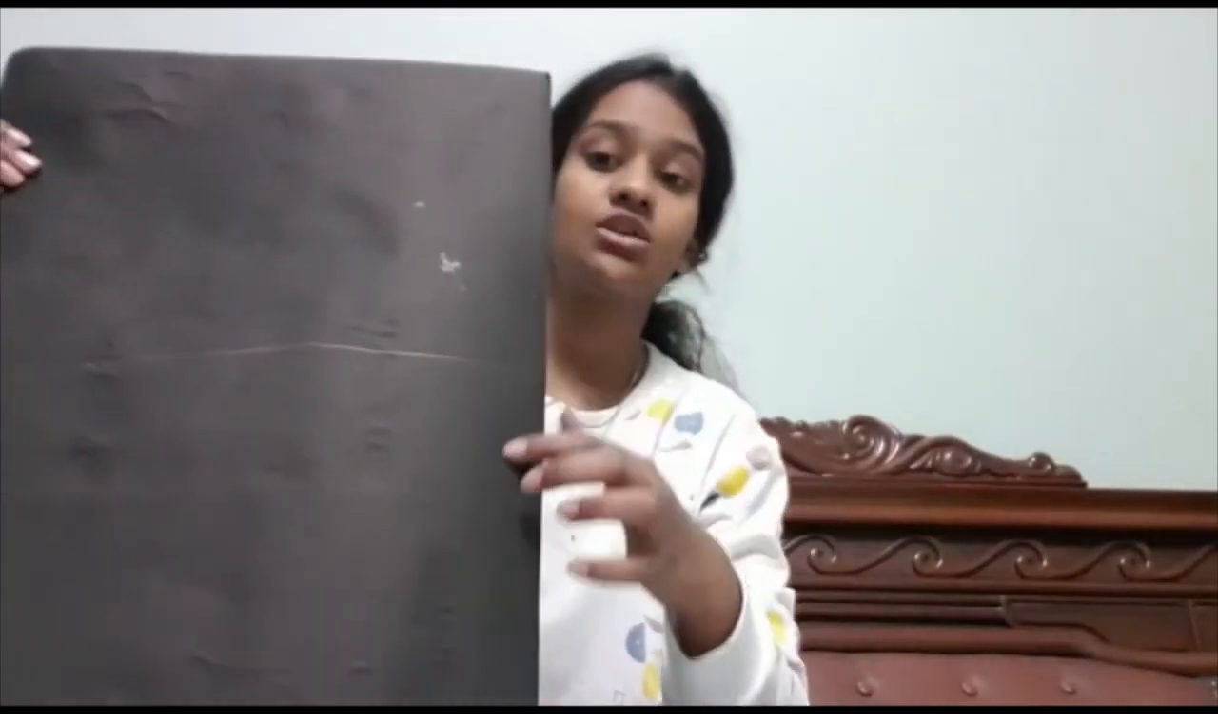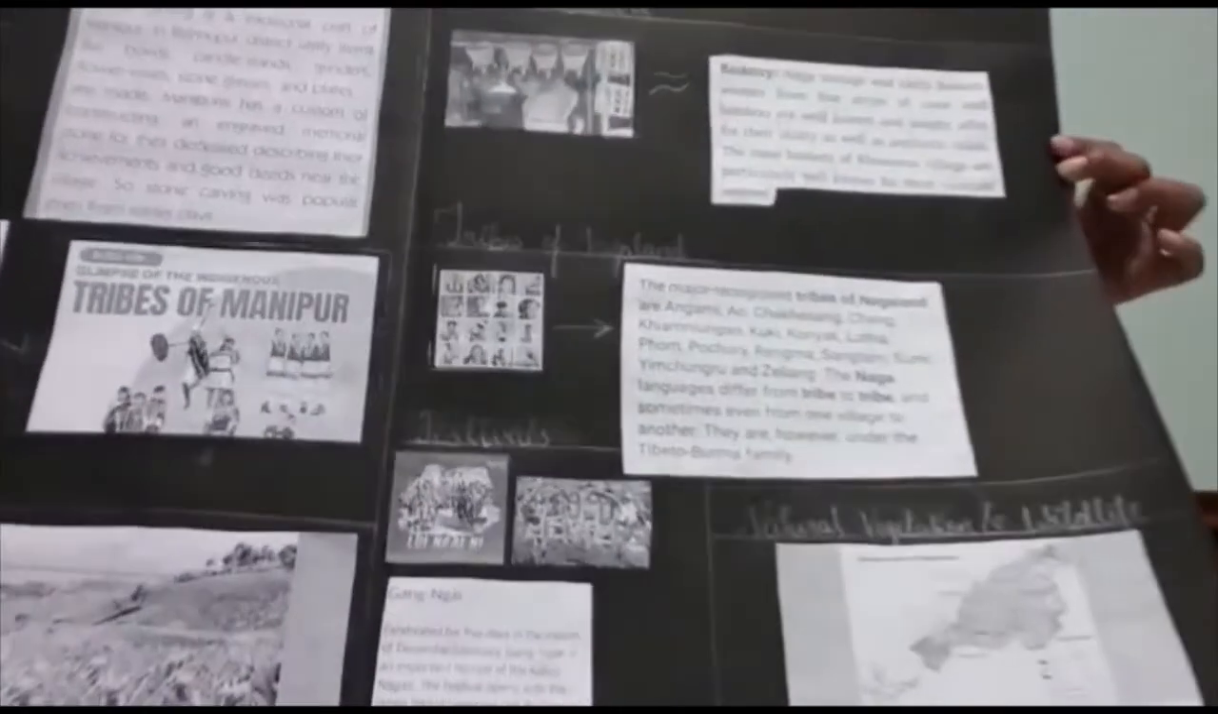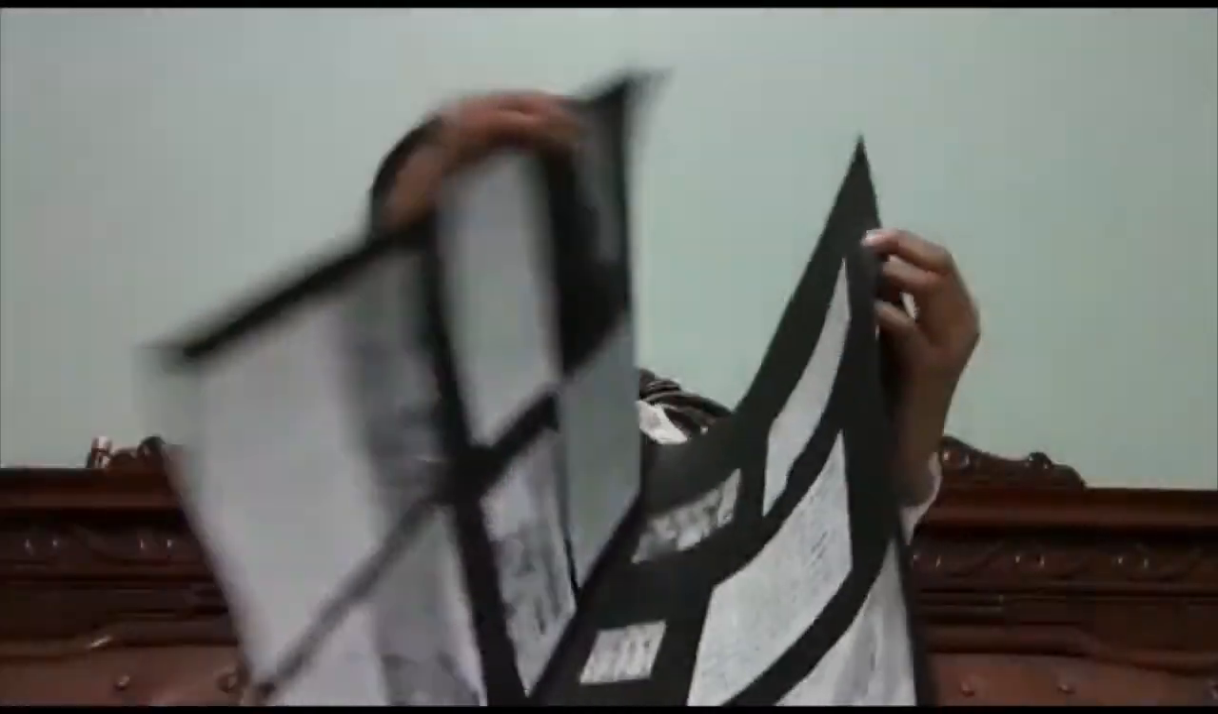Then I made some columns like this so that I can separately tell the different sections or different topics given on that states. And then finally I pasted all the stuff, all the articles, all the pictures, to make it a collage. So this was the final result of my project. This is how I made my project on Manipur and Nagaland based on collage form.